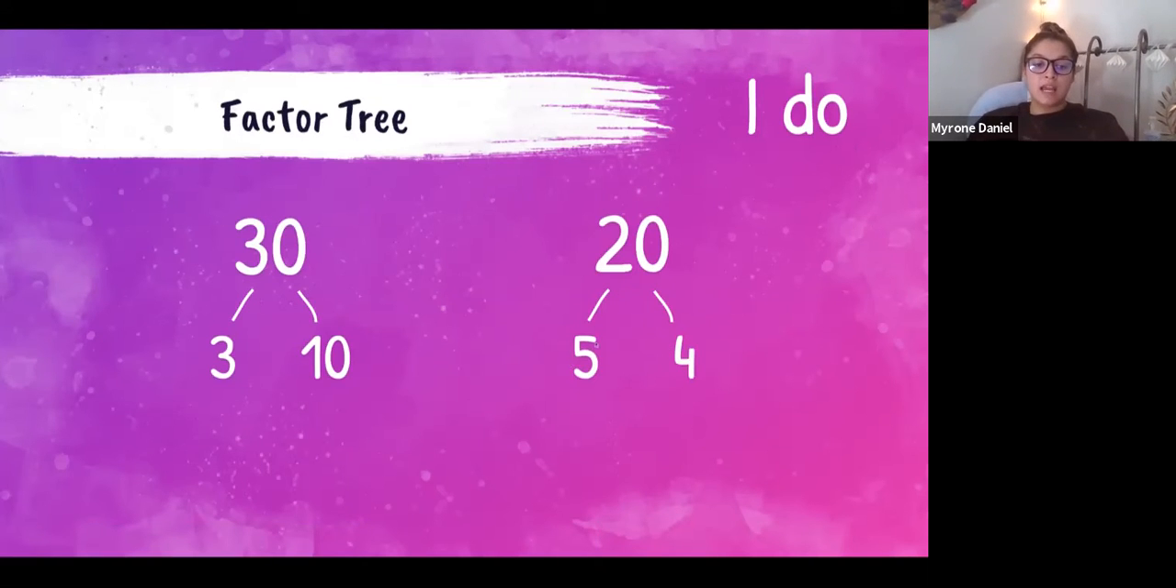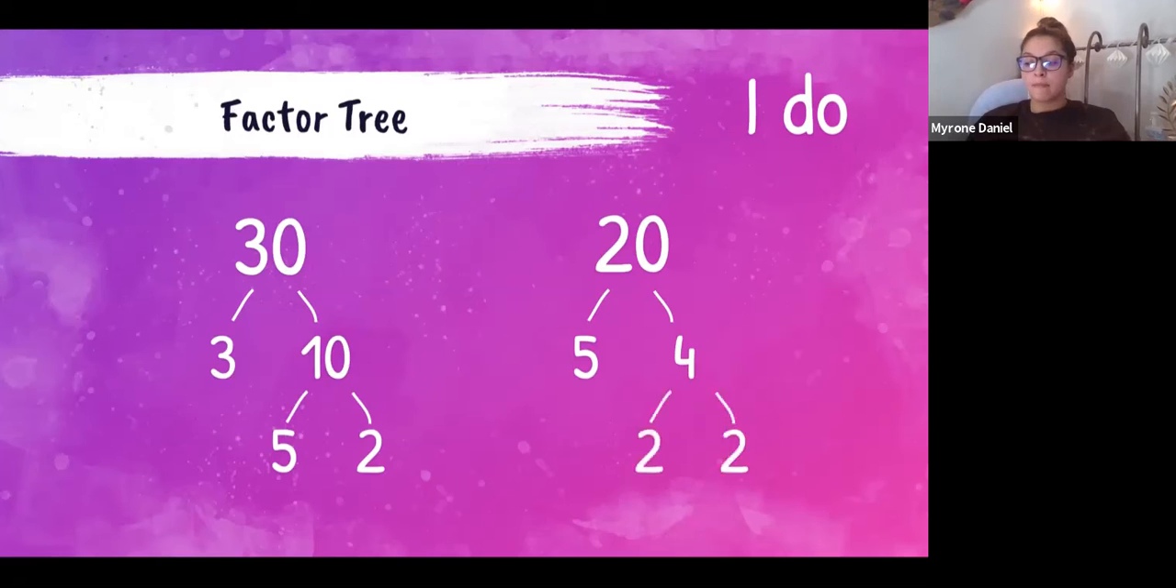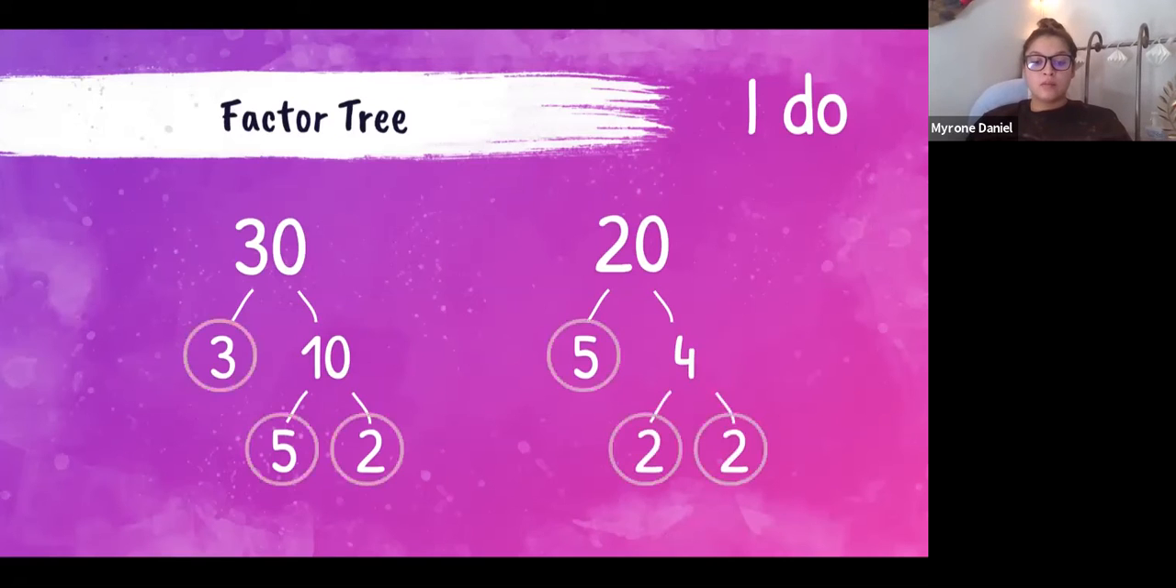So now looking at the next level, 3 we know is a prime number because it can only be multiplied by 1, and 10 can still be broken down into 5 times 2. And then 5 we know is a prime number. It can't be broken down any further, but 4 can: it's 2 times 2. So these are going to be our prime numbers.